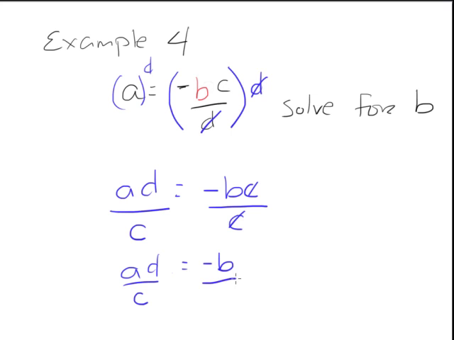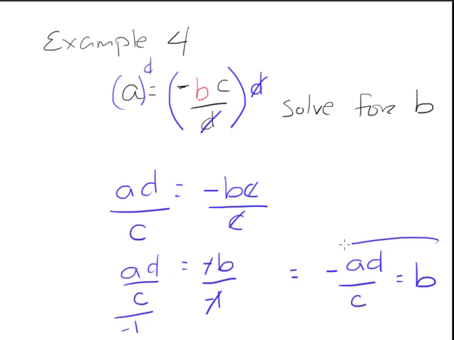So I'm going to divide by -1 on one side and divide by -1 on the other side to get rid of that negative sign. And then I'm just left with negative AD over C equals B. And that here is my answer.